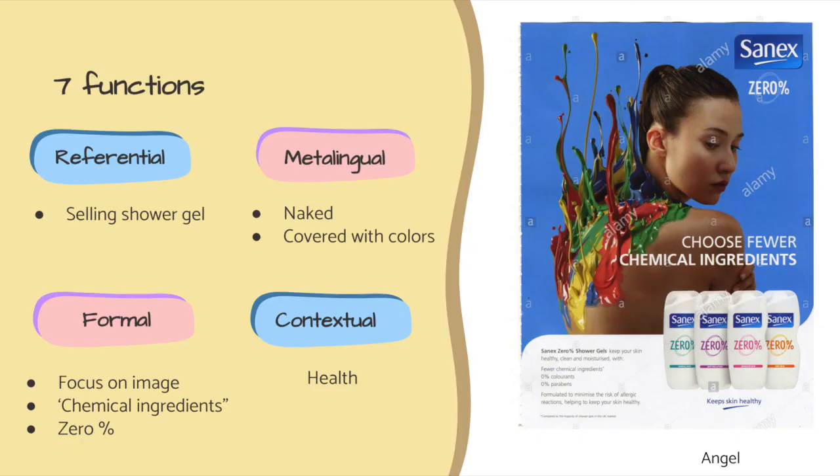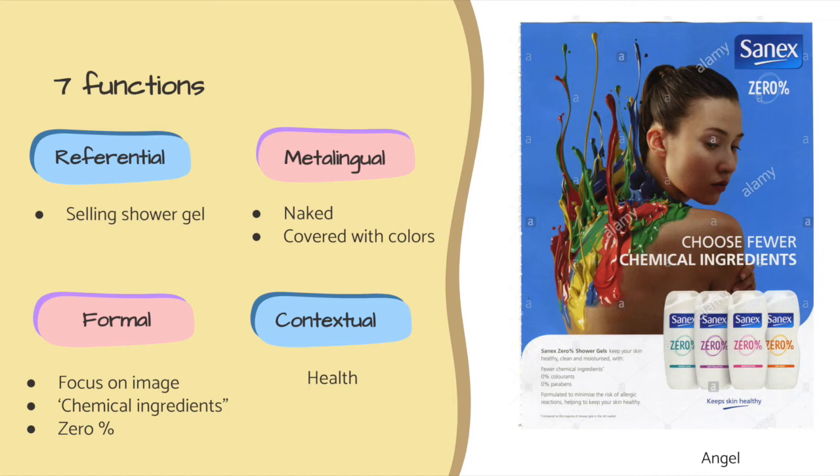Now let's look at the second advertisement. There are 7 functions for sign activity to take place, and let's look at each of these functions in this advertisement. For the referential function, we can see that the signs choose fewer chemical ingredients, 0%, the slogan "keep skin healthy", and the naked woman presented in the poster are referring that the content is to sell shower gel for body care. For the metalingual function, the naked woman covered with colorful paint suggests the formula of the shower gel to be the theme. For the formal function, the advertisement focuses on the image by putting it in the center.